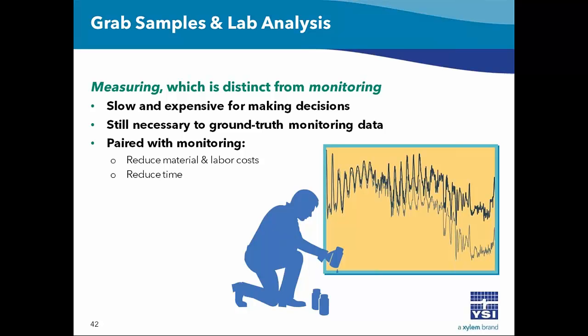Now, if you're trying to make management decisions, this is slow and it's expensive, and you might not have time to do it. And that's why monitoring is so powerful and useful in situ, or in lake as we call it. But by doing grab samples and lab analysis, what you're really doing is measurements. And this kind of relates to Sochi's question that I just answered a few minutes ago. But when you pair grab sampling with monitoring, you really can reduce your material and labor costs, because you can use that monitoring to help tell you when you need to do the measuring. And that's going to reduce the time that you have to have people out in the field to do that work, or in the laboratory.